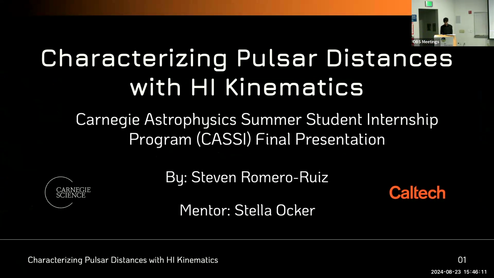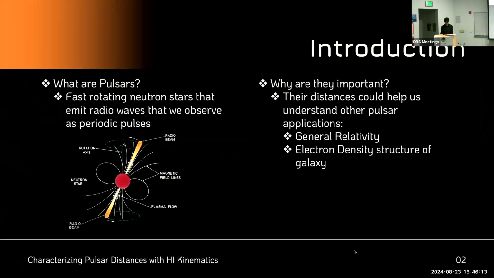So let's dive into a little bit of background of this project. What are pulsars, and why do they actually matter to us in this case? Pulsars are fast rotating neutron stars that emit radio waves from their poles. We can observe that as periodic pulses, hence the name pulsars. Now, why do they actually matter to us?